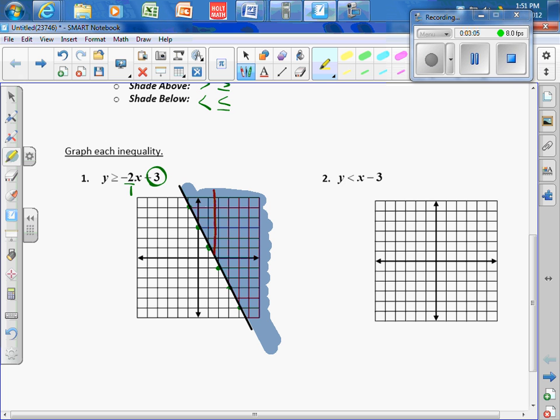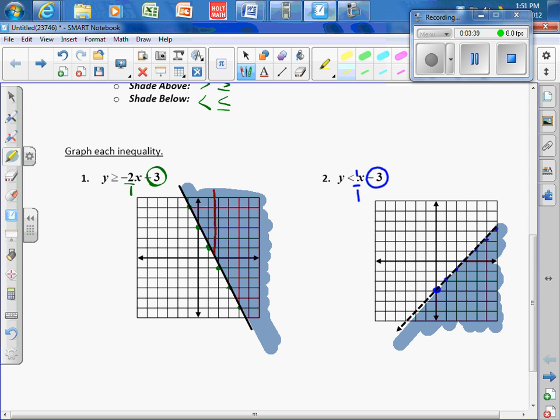When we do y is less than x minus 3, because my y-intercept is at negative 3, my slope is 1 over 1, so rise 1, run 1. But this time I'm going to have a dotted line because it's just less than. So I have a dotted line. And because it is less than, I'm going to be shading everything below the line. So what this is saying is that any point in the shaded area will satisfy the inequality.